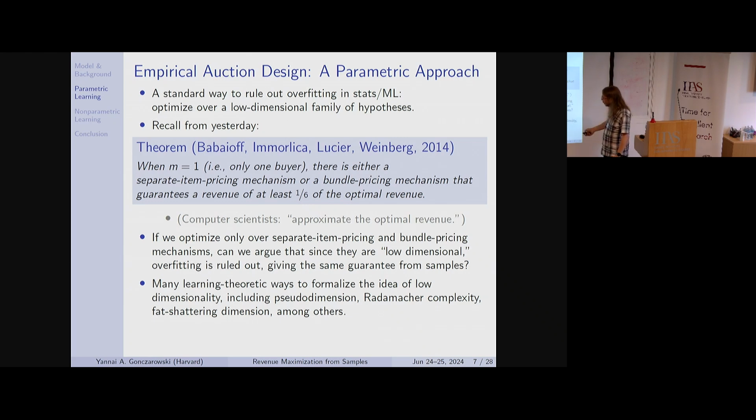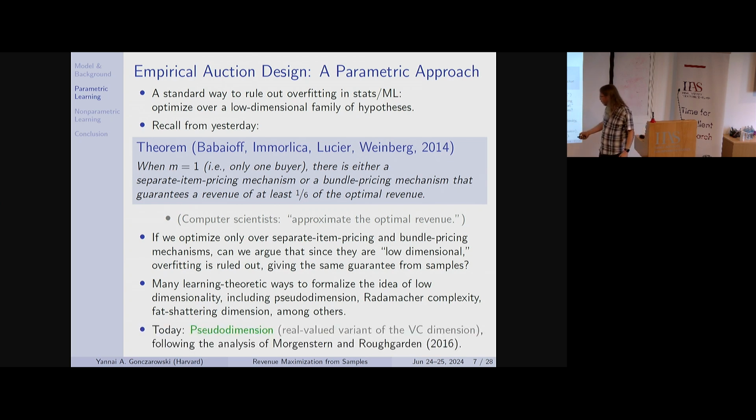There are many learning theoretic off-the-shelf ways to formalize the idea of some class of things you optimize over having low dimensionality. These include the pseudo dimension, Rademacher complexity, fat shattering dimension, among many others. So there are many options. There's no correct choice. Today we're going to talk specifically about the pseudo dimension. This is for whoever is familiar with the VC dimension. It's a real valued variant of the VC dimension. So if you're familiar with the VC dimension, you're going to have a less steep learning curve. And we're going to follow generally the analysis of a beautiful paper by Jamie Morgenstern and Tim Roughgarden from 2016.